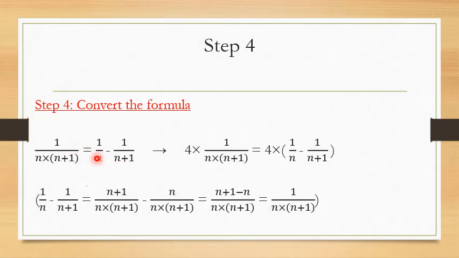So 1 over n times (n plus 1) equals 1 over n minus 1 over n plus 1, because if you multiply the left fraction by n plus 1, you get n plus 1 over n times (n plus 1), and the right fraction by n, you get n over n times (n plus 1). In the end, you get n plus 1 minus n, which is 1 over n times (n plus 1). Right, so we just confirmed this is true. So now because it's 4 times 1 over n times (n plus 1), it's also equal to 4 times (1 over n minus 1 over n plus 1).